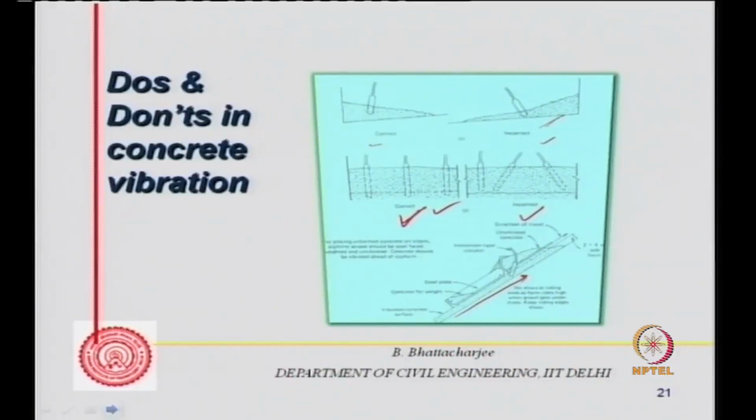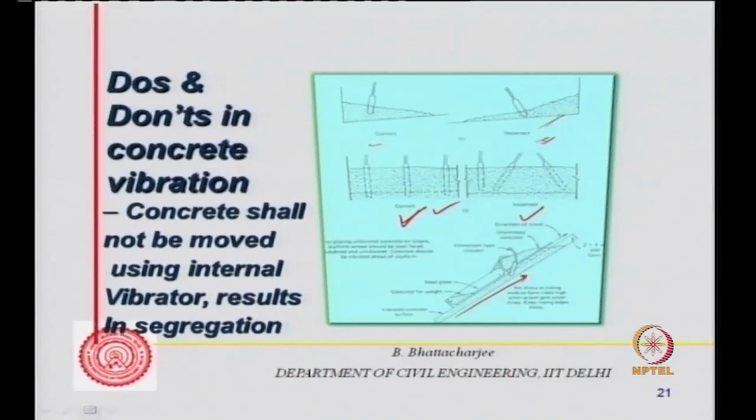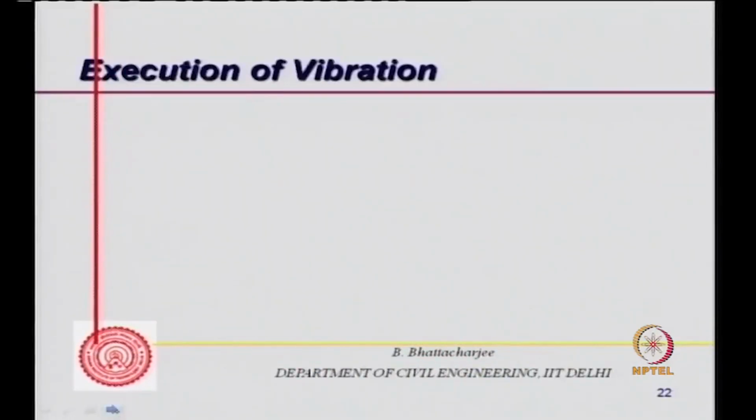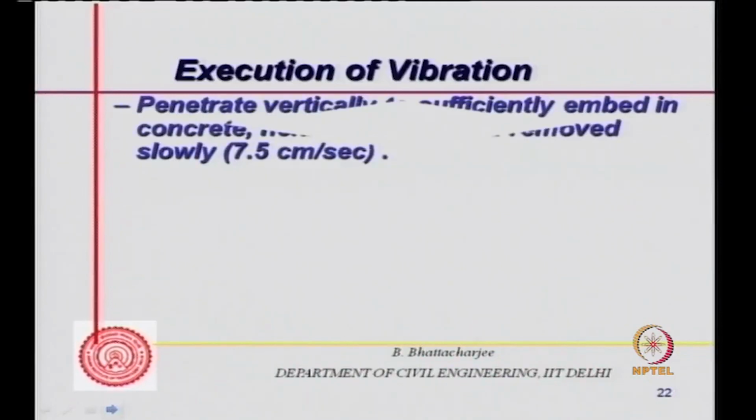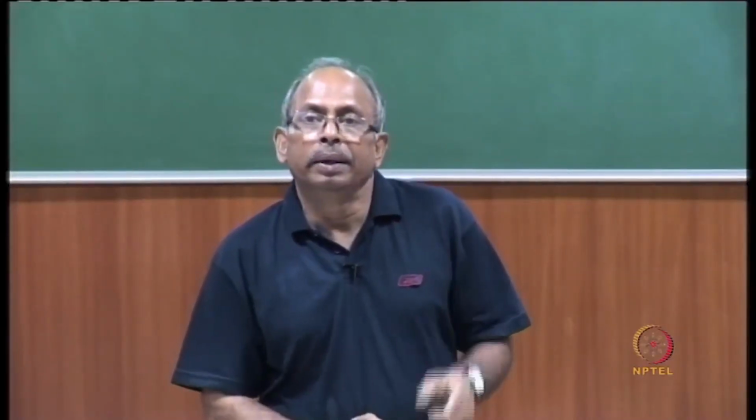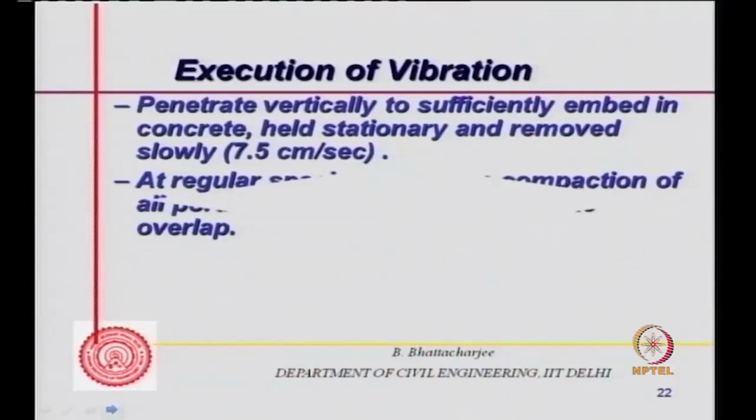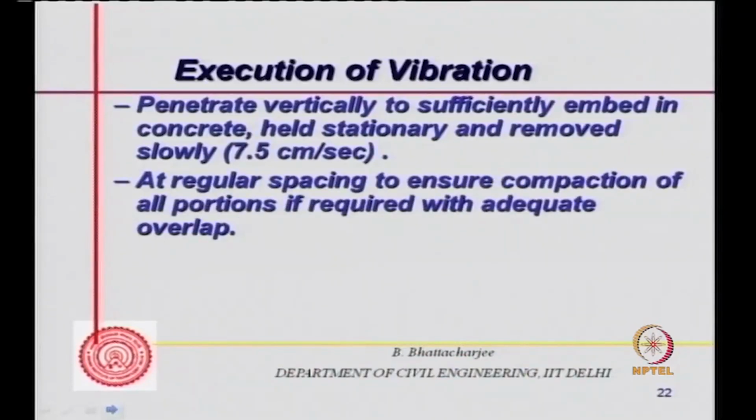And one should not push the concrete by vibration like this being done here. So those are some do's and don'ts with respect to vibration. It should not be moved using an internal vibrator, which can result in segregation. That means penetrate vertically to sufficiently embed in concrete, hold stationary, and remove slowly, say 7.5 centimeter per second is a good, slow velocity, though one may not be measuring it. But the idea is that when you are taking out the vibrator, it should be taken out slowly.